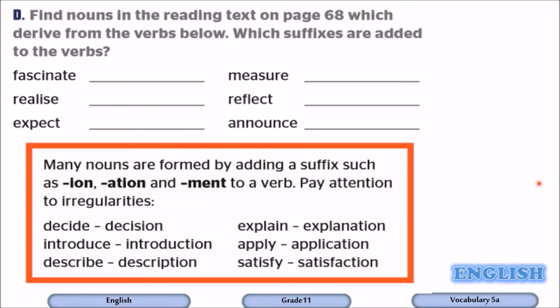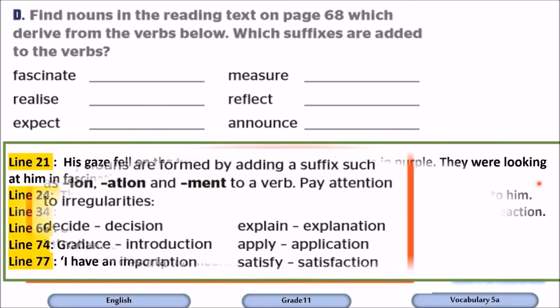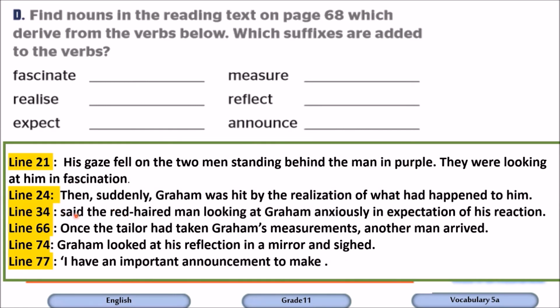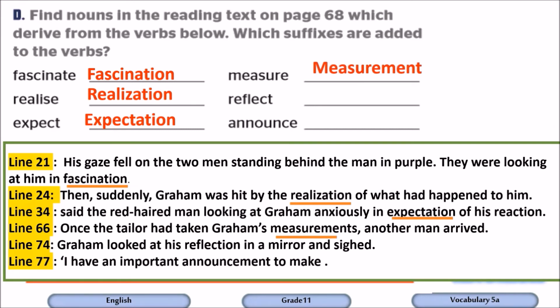All right, let's go back to the text, page 68. So the words are from the following lines. Find a word related to fascinate. Fascination, very good. Next one, line 24. Excellent. Realization. 34. Expectation. Now measure, line 66. Measurements. Reflect, line 74, reflection, and finally, line 77, announce, announcement.